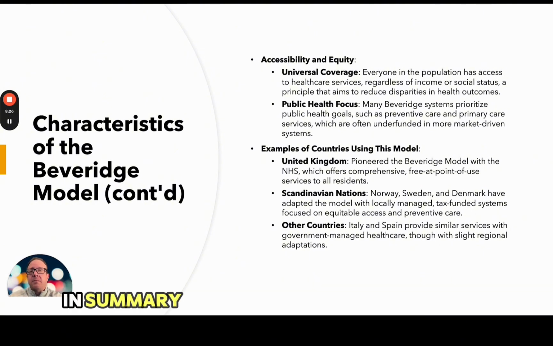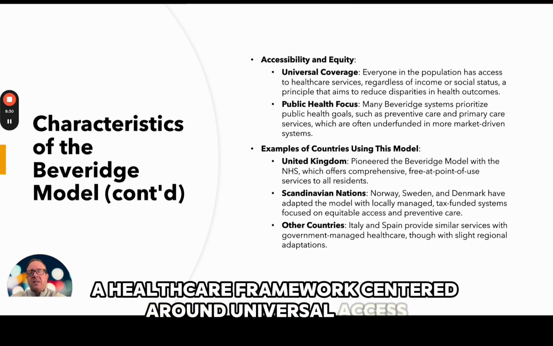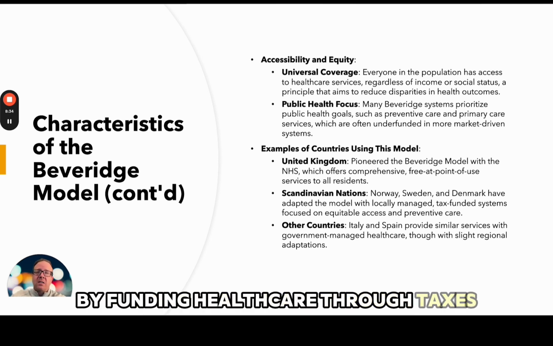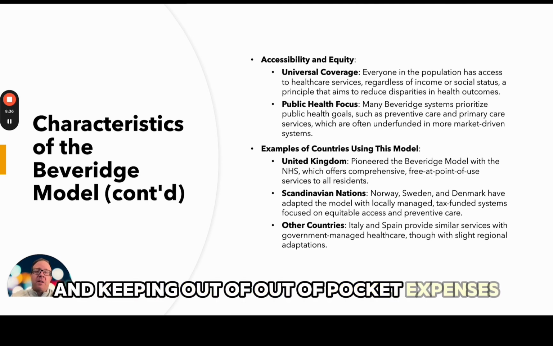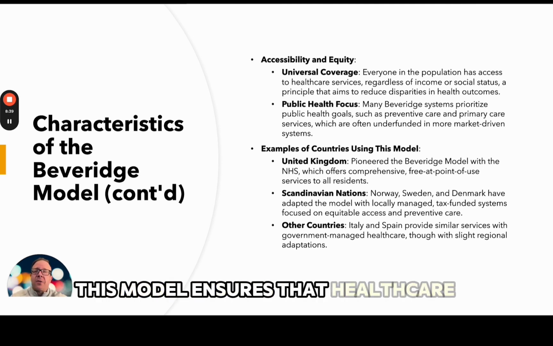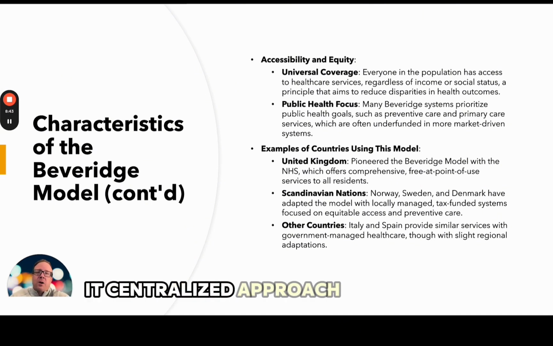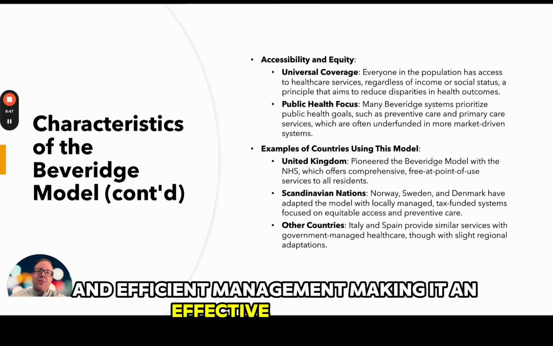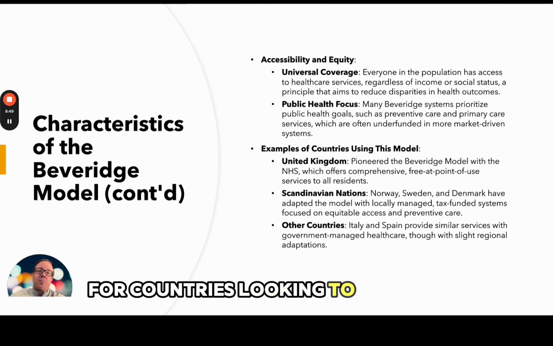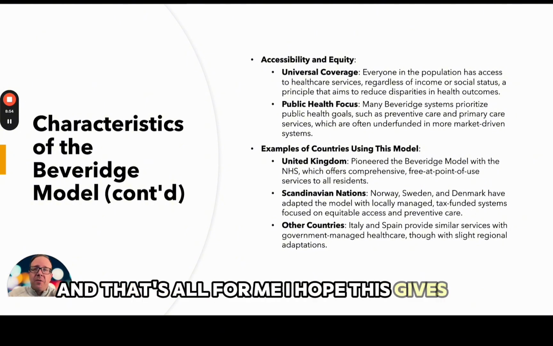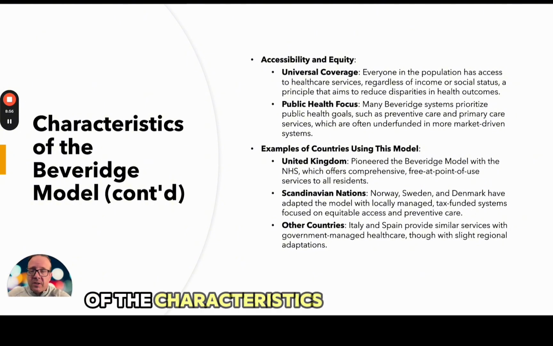In summary, the Beveridge model provides a healthcare framework centered around universal access, equity, and preventive care. By funding healthcare through taxes and keeping out-of-pocket expenses low, this model ensures that healthcare is both accessible and affordable for everyone. Its centralized approach allows for standardized care and efficient management, making it an effective structure for countries looking to prioritize health equity. And that's all from me. I hope this gives you a clear understanding of the characteristics of this model.